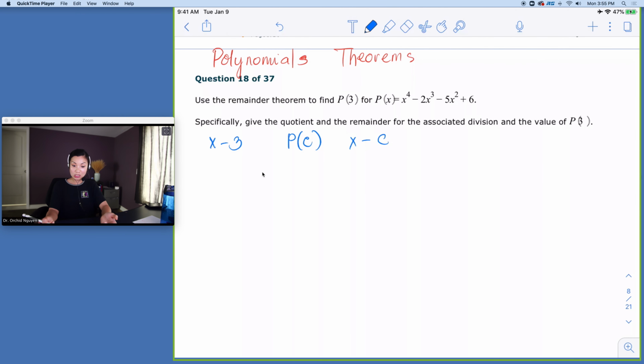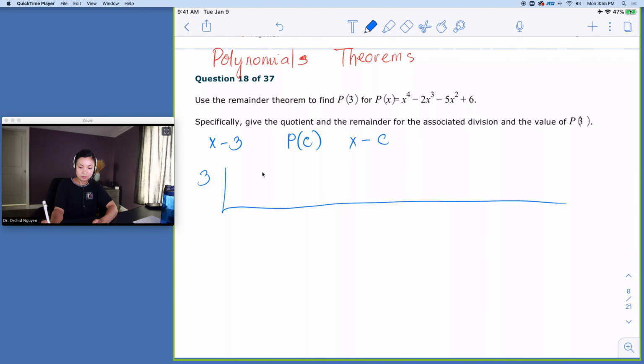So what can I do? I can use synthetic division and divide. So I have 3. And don't forget, in synthetic division we use all the coefficients. So I have 1, negative 2, negative 5, 0. I have nothing for x, so I have to put 0 in, and 6.